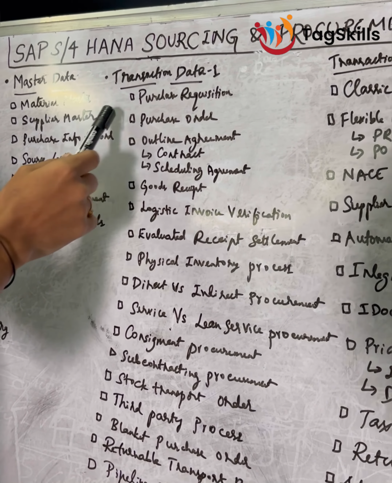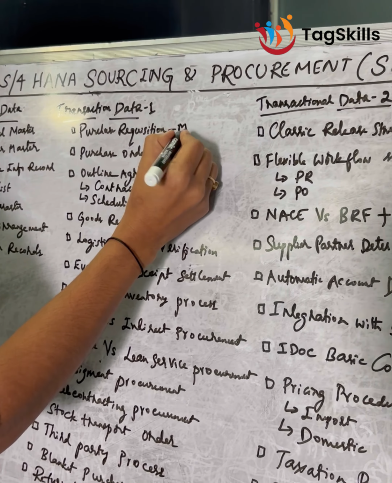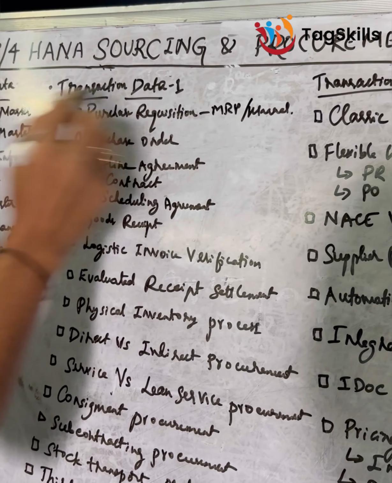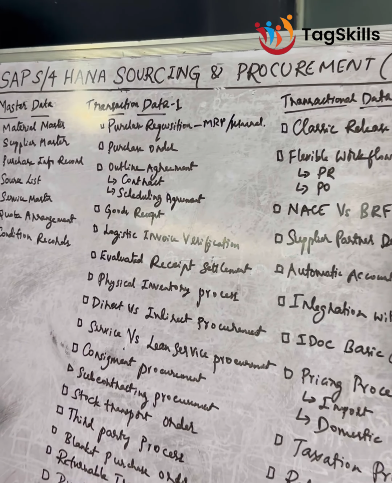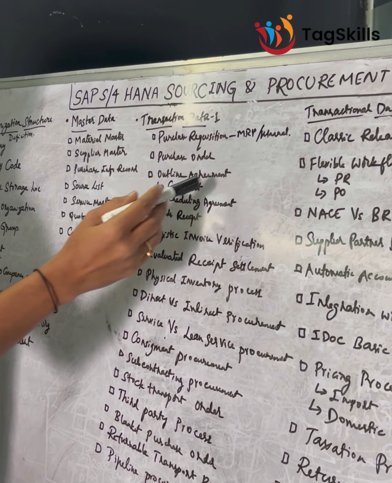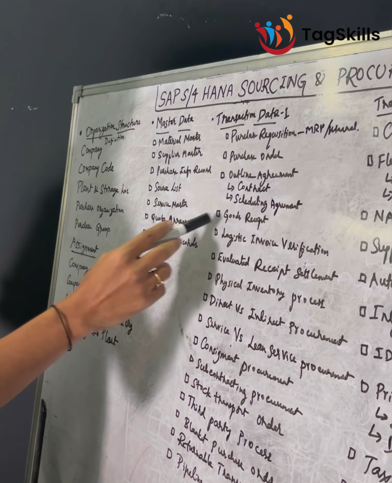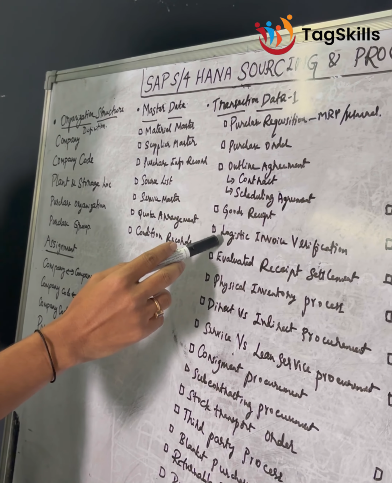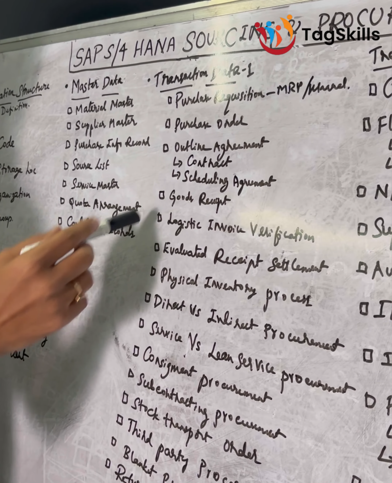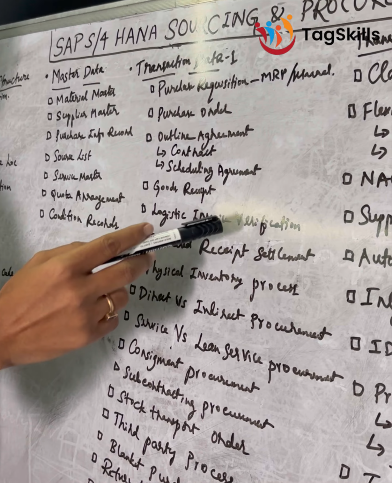So here you can see purchase requisition, which may be through MRP or through manual. These two are the things you are going to learn during the purchase requisition creation time. Then the purchase order, then outline agreement. Under outline agreement you can find contract and schedule agreement, then goods receipt, complete inventory management process, then LIV, logistics invoice verification. Once you create the purchase order and GR is done, then definitely you have to work on the material management and finance side integration part.